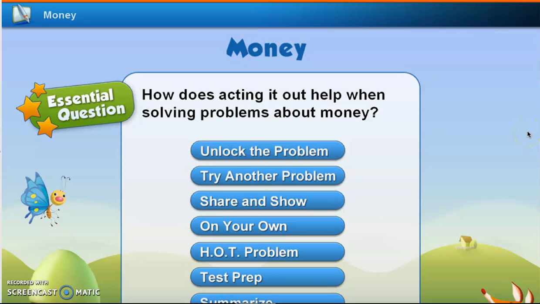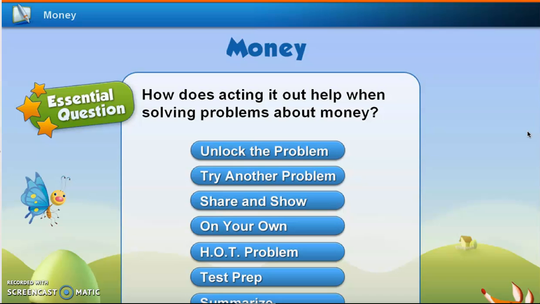Hello, boys and girls, and welcome to the second part of our math lesson for today, where we are continuing by answering the question, how does acting it out help when solving problems about money? So we're starting to get into word problems now that deal with money, and so we're learning new strategies on how to solve those problems by acting it out using real money.